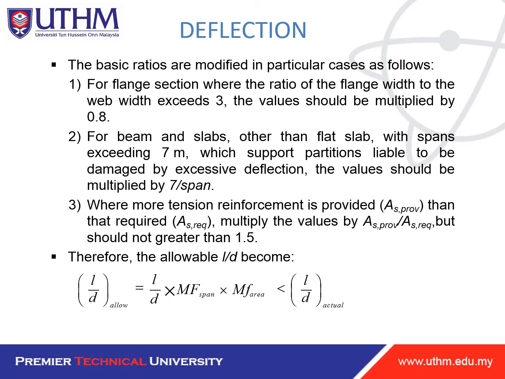The basic ratios are modified in particular cases as follows. For a flanged beam, where the ratio of the flange width to the web width exceeds 3, the value should be multiplied by 0.8. For beams and slabs other than flat slabs with a span exceeding 7 meters, where partitions are liable to be damaged by excessive deflections, the value should be multiplied by 7 over the span. When more tension reinforcement is provided than required, multiply the value by As provided over As required, but this should not be greater than 1.5. Therefore, the allowable L over d will become these equations.